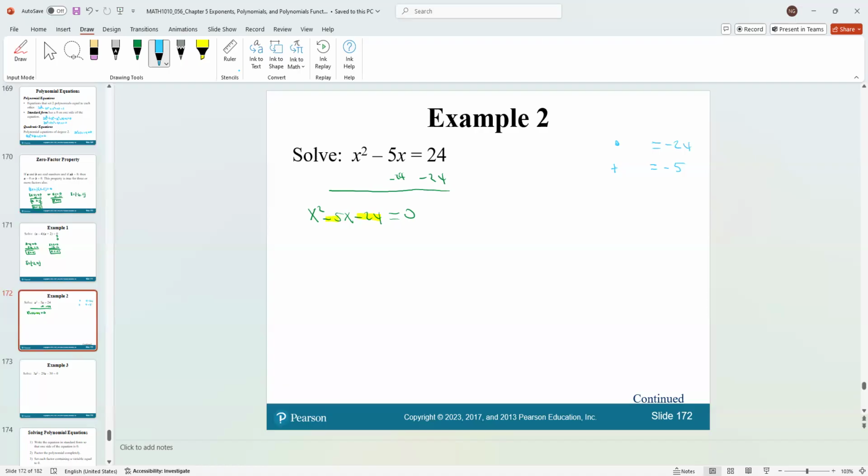Because the two numbers when I multiply give me negative 24, I know 2 times 12 gives you 24. 3 times 8 gives you 24. So we need to take negative 8 and 3. When we add negative 8 with 3, it gives you negative 5. So we can factor this trinomial using these two numbers: x minus 8 times x plus 3.